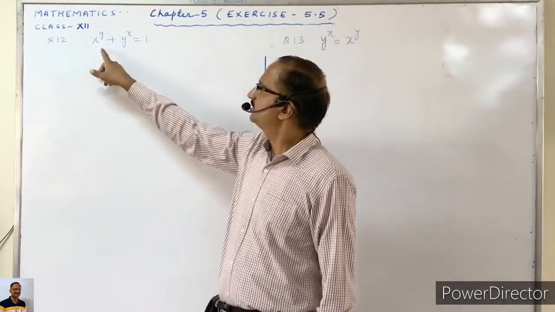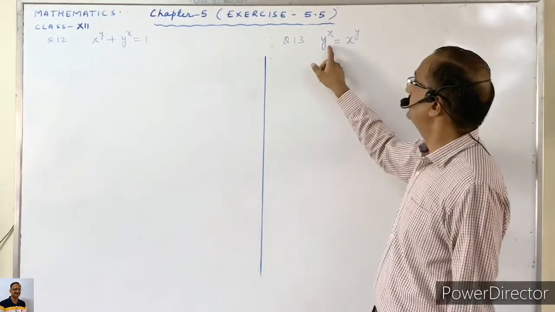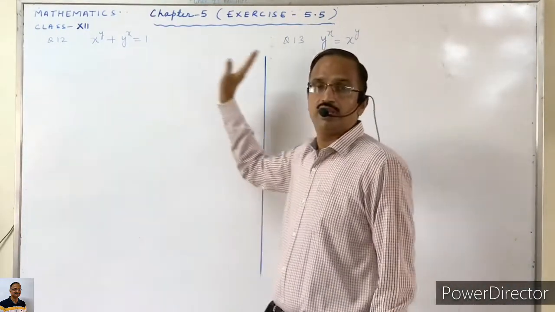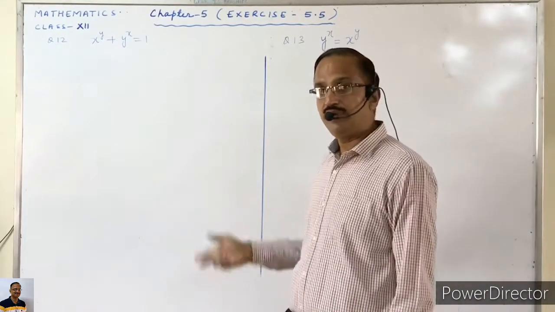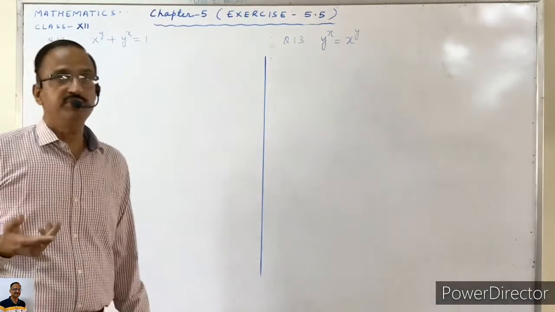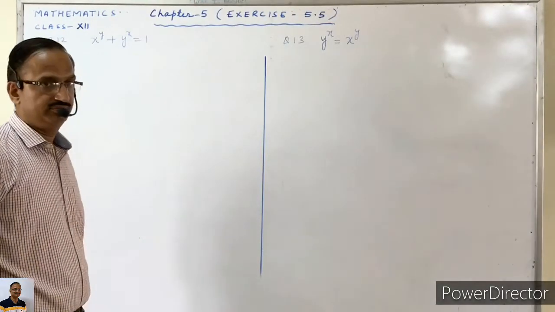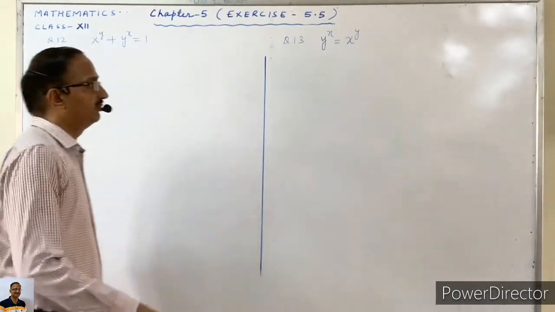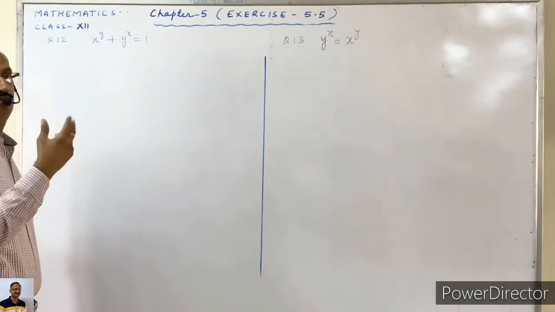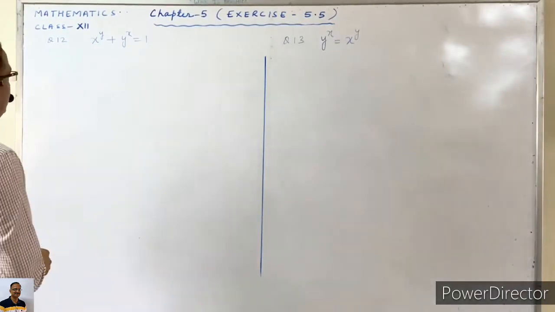In this we have x raised to power y plus y raised to power x equals to 1. In this we have y raised to power x equals to x raised to power y. So these are similar, but the method is different. We will use different method. In this, directly we can use logarithm on both the sides. But in this question, we cannot use logarithm on both the sides directly. So what should we do in this question number 12?